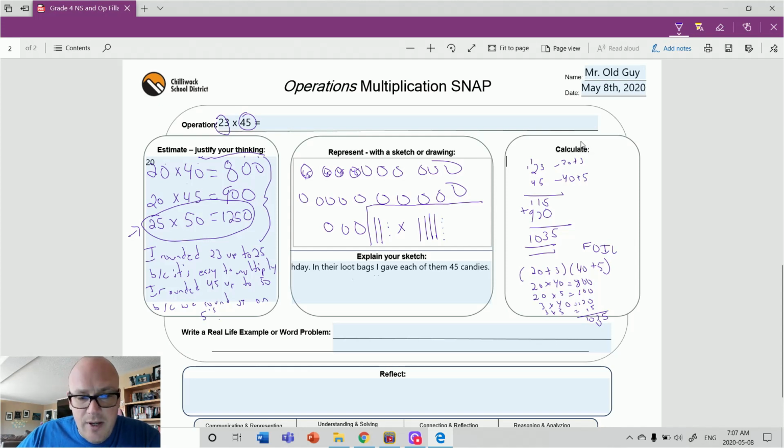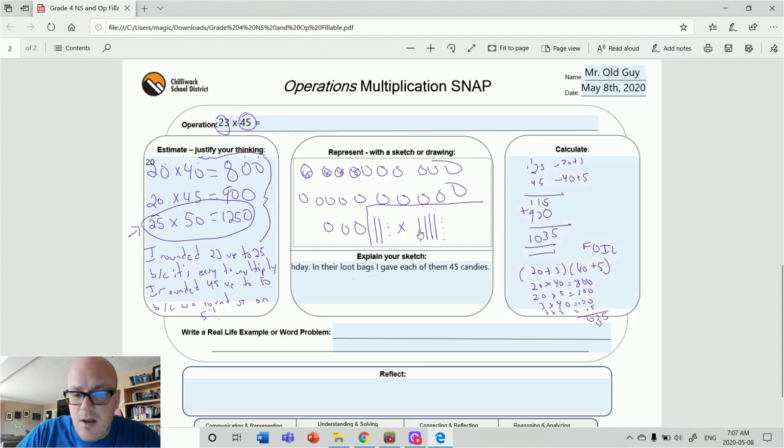Now, we need to go here, write a real life example or word problem. In this part here, you need to write your own word problem that explains 23 times 45. So I will continue with my picture. And hopefully it's going to allow me to write. And it's super big text. I don't know what's up with this program. I am very sorry.